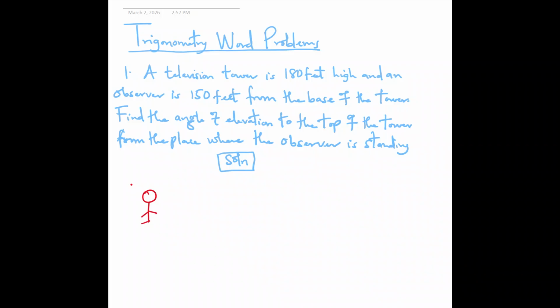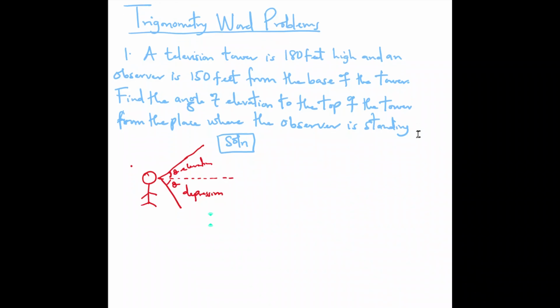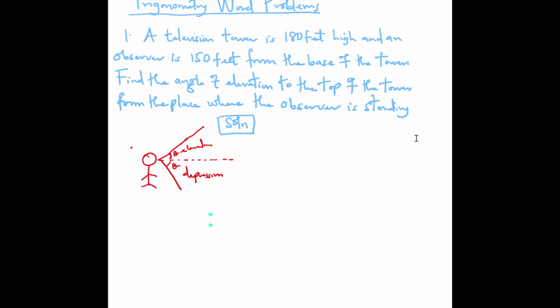For example, let's say this is somebody, right? And this is the horizontal line of sight. When the person looks up, the angle the person's eyes make to look up is the angle of elevation. And when the person looks down, we call it depression. This is the angle of depression when a person is looking at something underneath. So I'm going to draw the illustration.